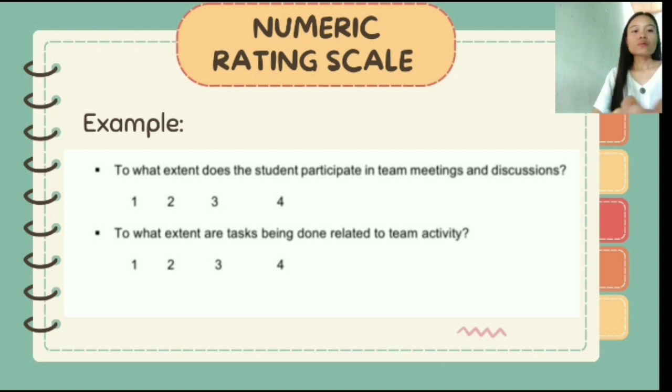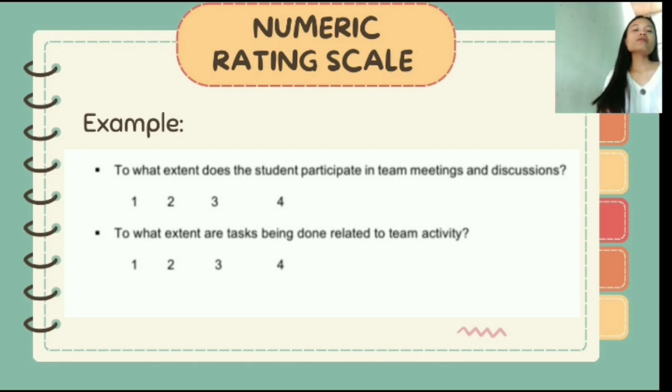That is the example. We have here 4 serving as constantly appropriate and effective. Number 3 is generally appropriate and effective. 2 needs improvement, and 1 may do other unrelated tasks or is unsatisfactory. So, to what extent does the student participate in team meetings and discussions? That is how you are going to rate your students by using a numeric rating scale.